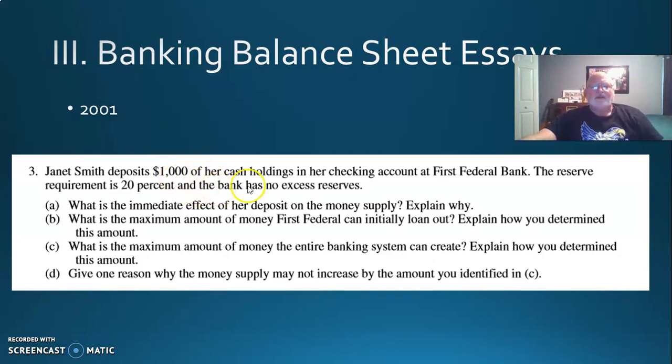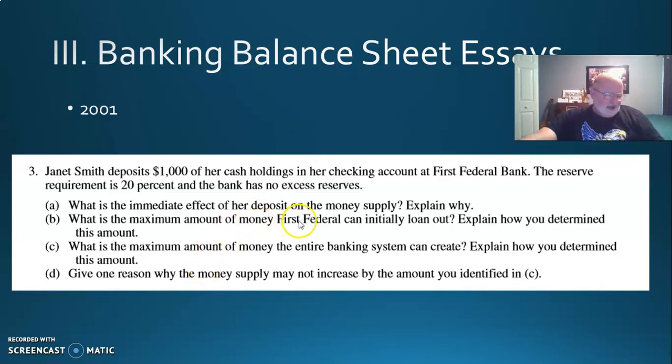Janet Smith deposits $100,000 of her cash holdings in her checking account at First Federal Bank. Key thing is checking account, demand deposit. The reserve requirement is 20%. The bank has no excess reserves. Let me explain what no excess reserves means. To make this simple, the bank loans out every extra penny it can. So it's going to keep the bare minimum, which is going to be 20%.